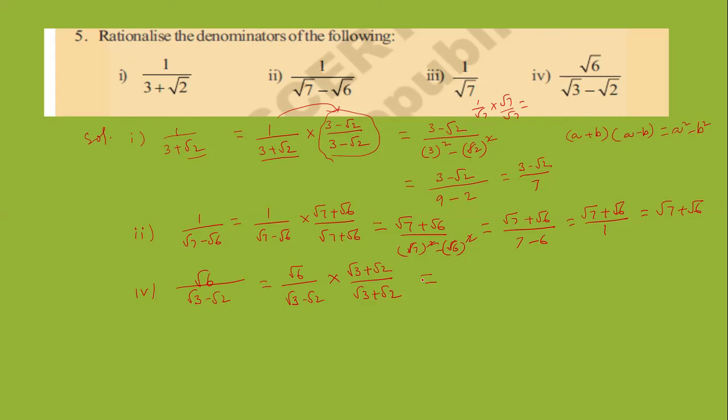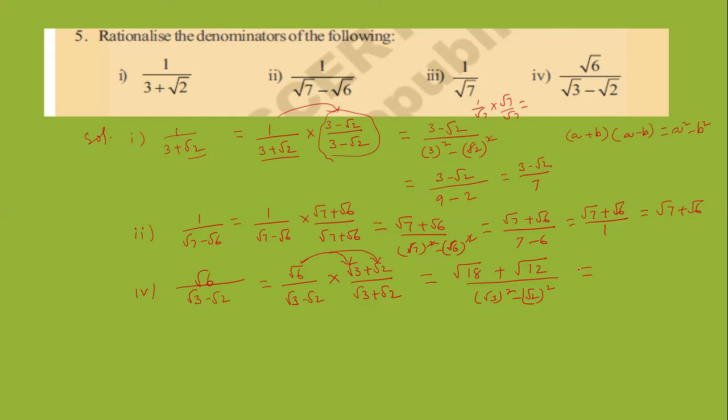In the previous ones, the numerator in the given problem is always 1. But here in the fourth one, the numerator is root 6. So you take the root 6 and multiply both the terms in the second bracket. Root 6 into root 3, that is root 18, and plus again root 6 into root 2, that is root 12. In the denominator part, a minus b into a plus b, that is a square minus b square. Hence you write root 3 whole square minus root 2 whole square.